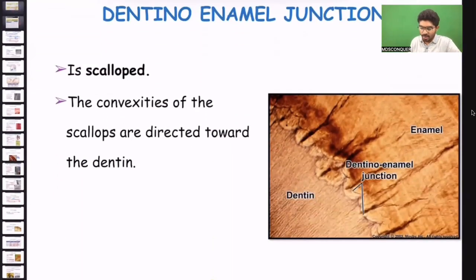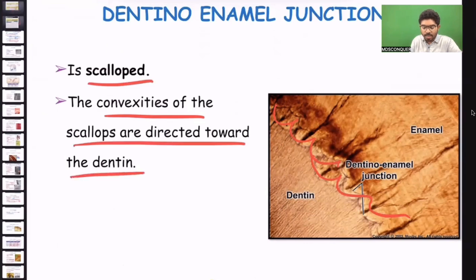Next, the junction. The dentino-enamel junction is scalloped, and the convexities of these scallops are directed towards the dentin. D for D, directed towards the dentin. Dentino-enamel junction, convexities are directed towards the dentin.